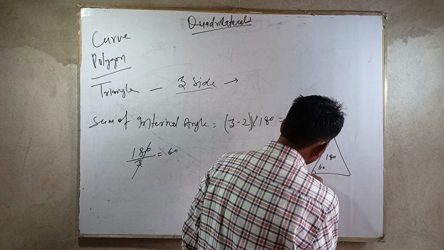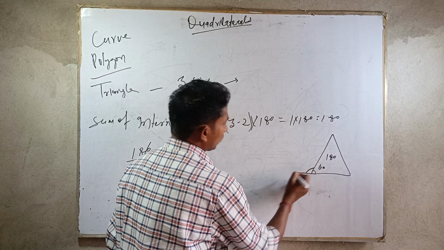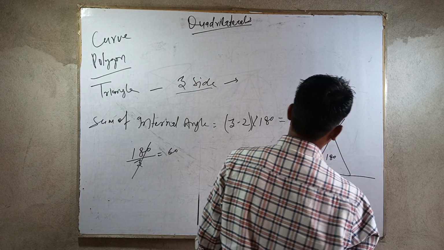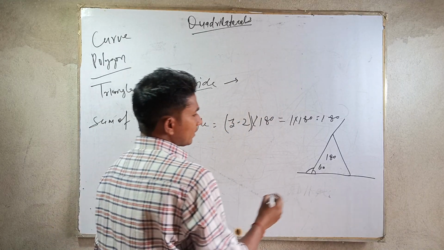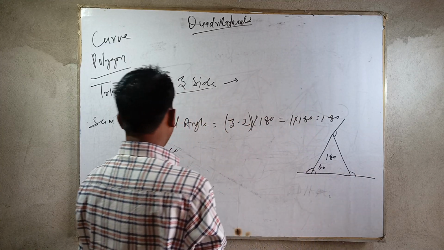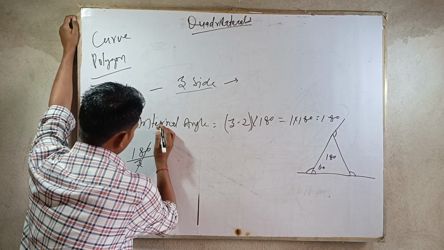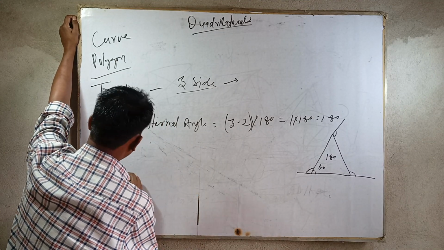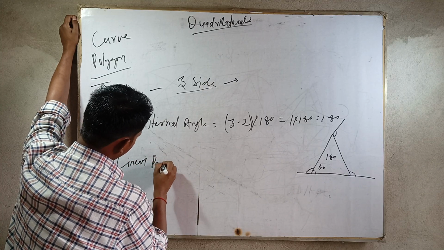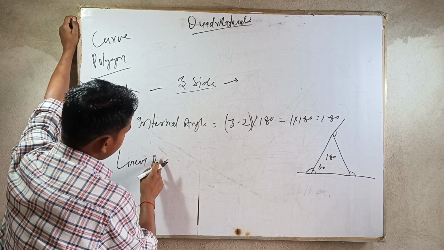So now if it's 60 degrees, then what is the value of this one? And next, what is the value of this one and this one too? Because these are all external angles, I'm going to find out their values. Suppose I know about linear pair angles, because I have already taught about these things.